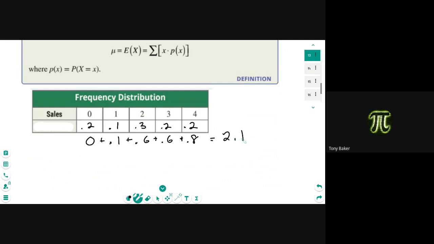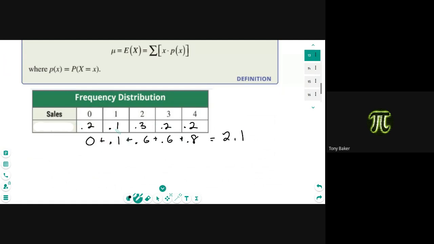What do we get? 2.1. So on average, you would expect to sell 2.1 computers a day. That's the expected value. If you look at the probabilities in those numbers, does 2.1 make sense? Where's the middle? Where would be the median of these values? 2, right? Because that's where the 3 is, the biggest part right in the middle. So 2 would be the mode in this situation. That's the one that's going to happen the most often.